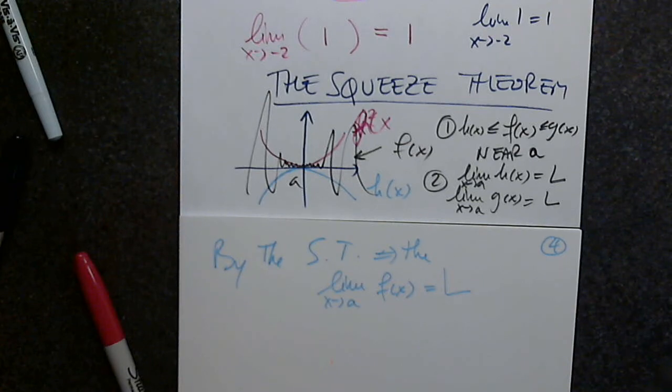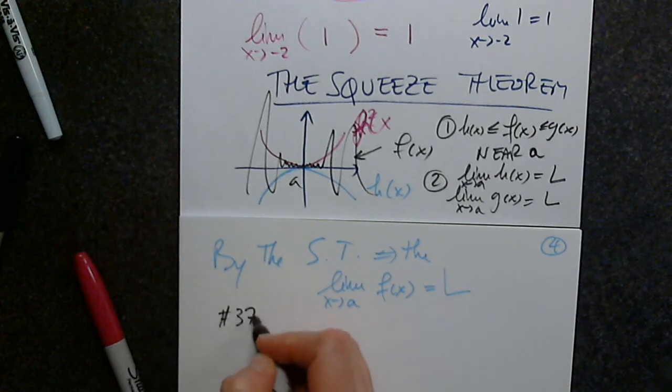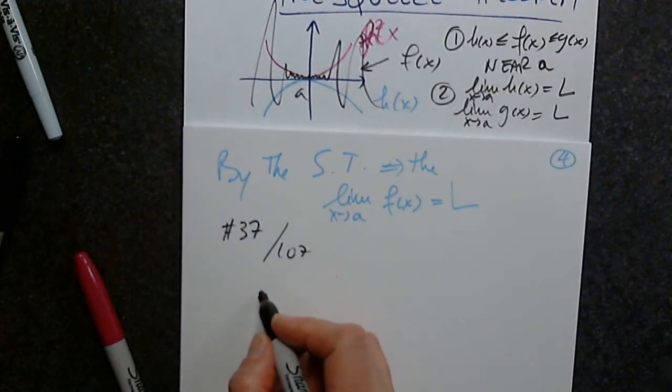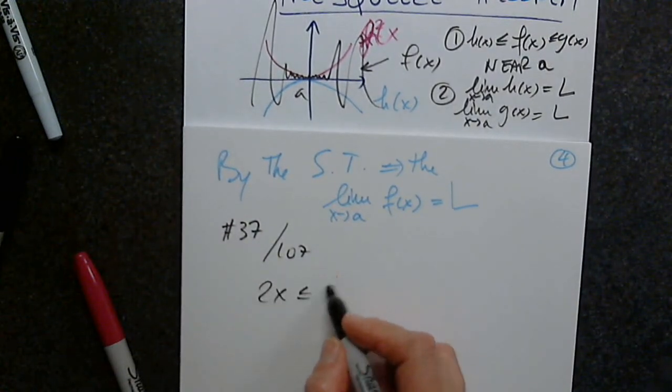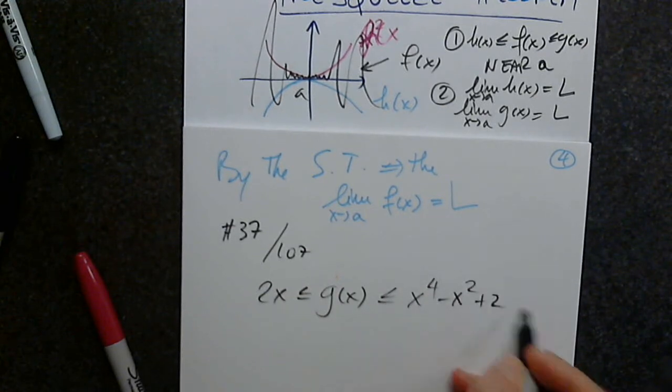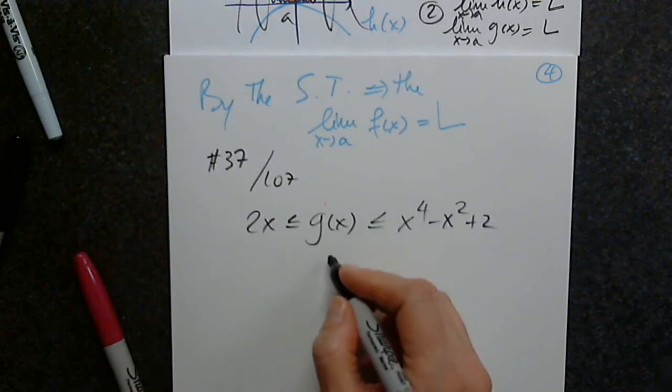Sorry about that. Okay, so here's an example that I'm hoping will convince you of the value of the theorem when the function is not even given. So I like to start with 38 on 107. We're told that 2x is less than or equal to g of x is less than or equal to x to the 4th minus x squared plus 2 for all x, all the time.